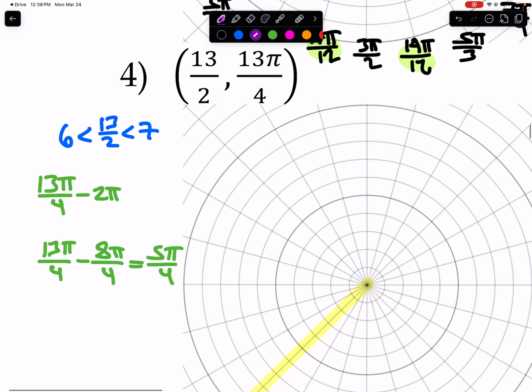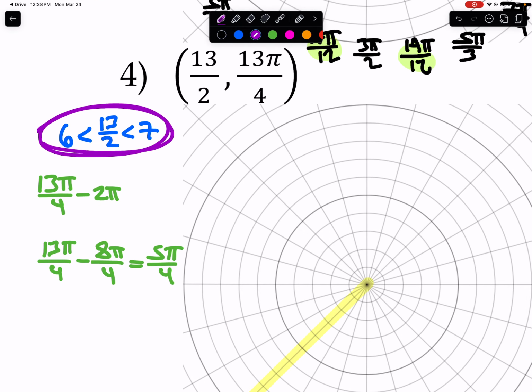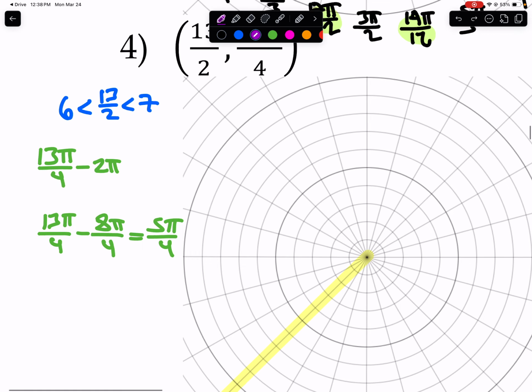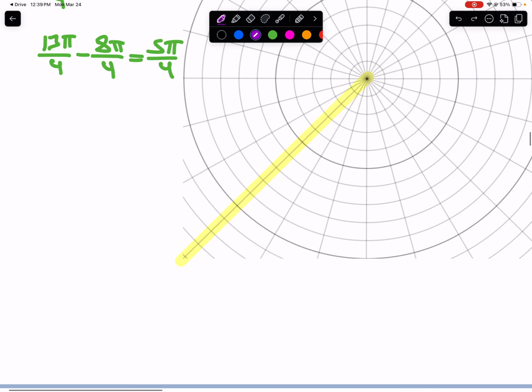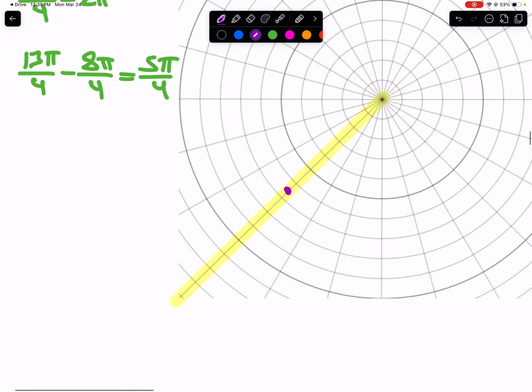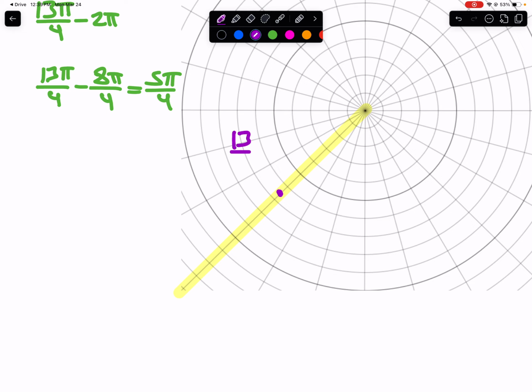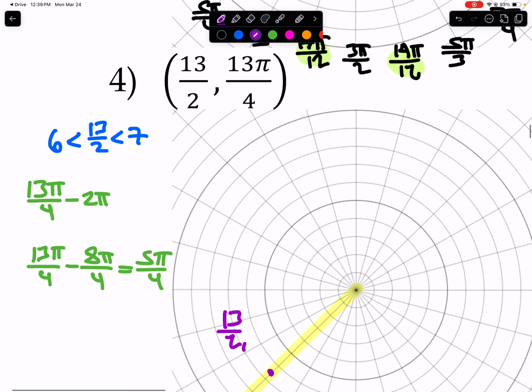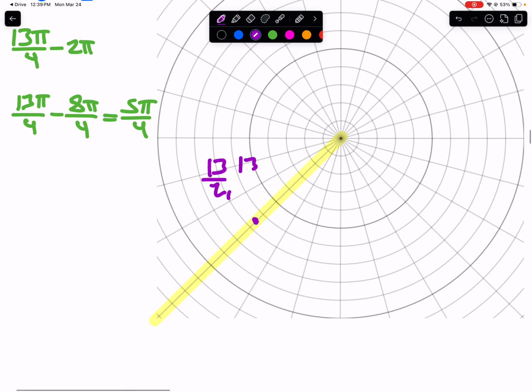So I'm going to go to the 6.5 circle, however you say it. So that's going to be between 6 and 7, which means I want to be in between. So I'll get rid of those. And then I can label, so then this would be 13 halves. And then once again, we're going to label based on the original. So 13 pi over 4.